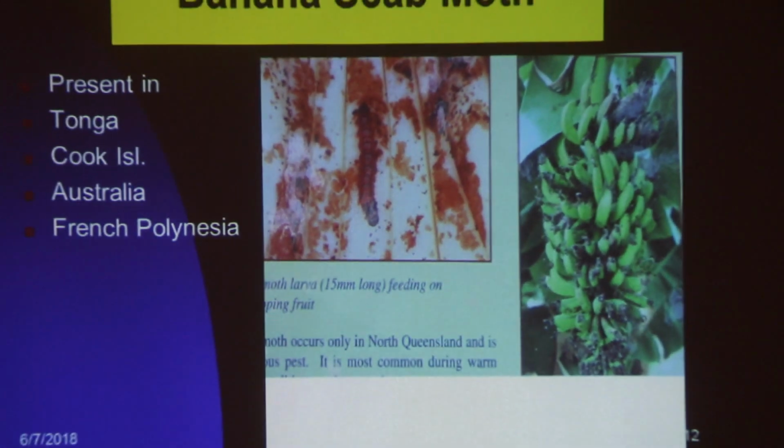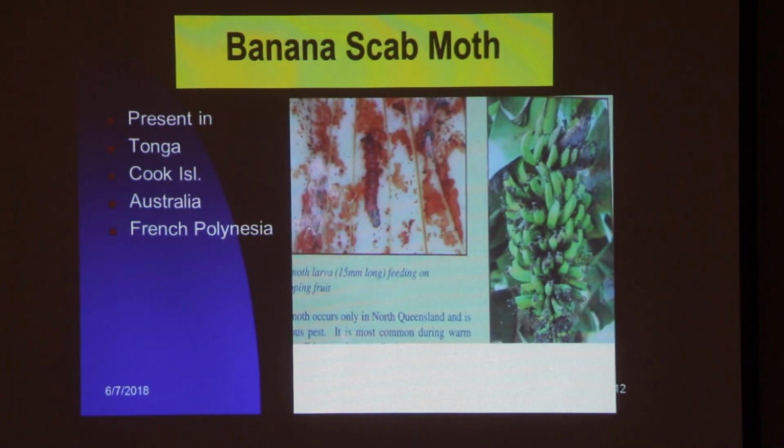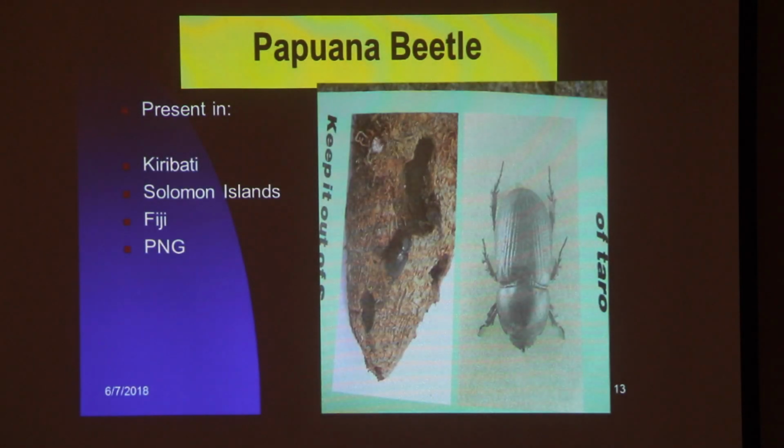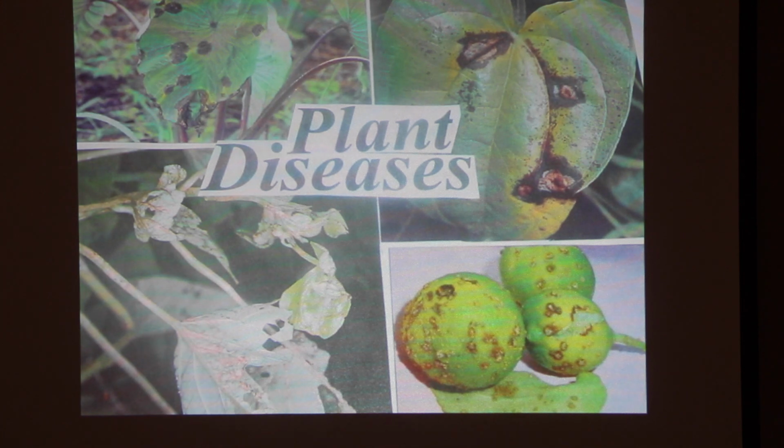So now this is another one on banana, which is not present. It's called the banana scab moth. There's another one which is not here. It's the Papuana beetle. It's on taro. It's in Kiribati, Solomon, Fiji, and PNG. We don't have it. It's making holes into the taro, and it's making a lot of problems. So these were insects which are not here.